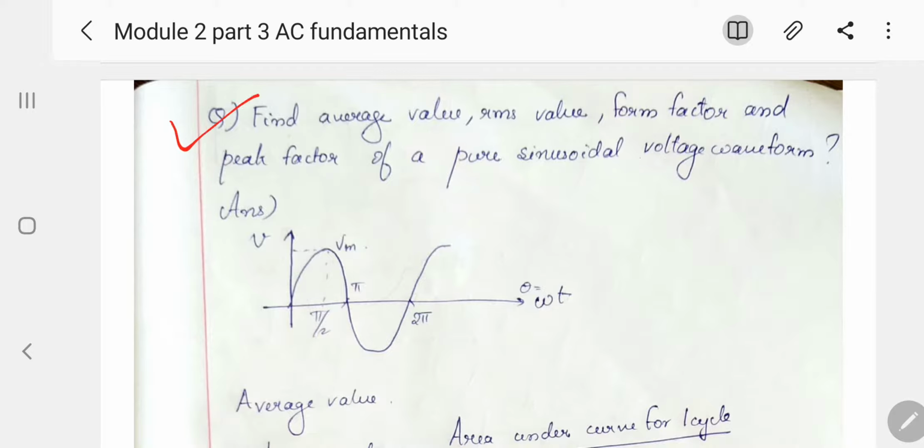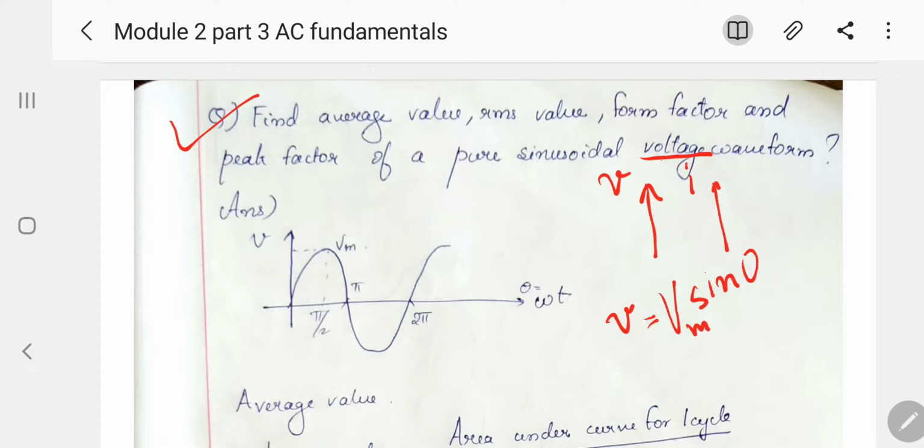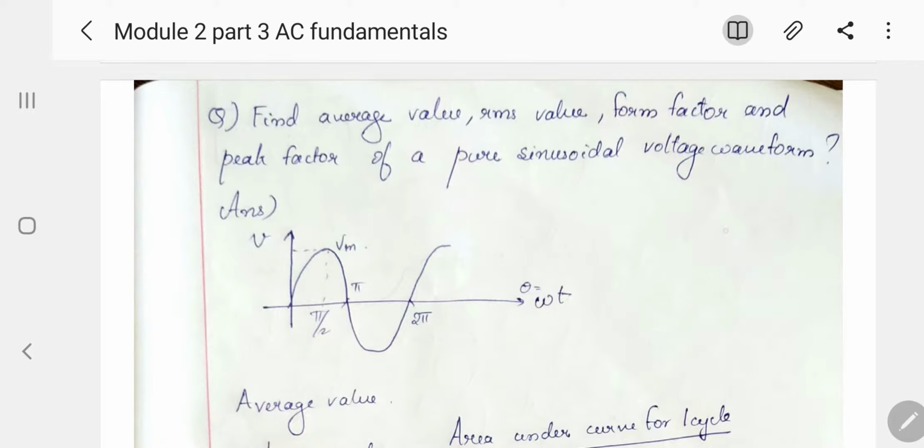Normally they will mention whether it is a voltage waveform or a current waveform. If it is a voltage waveform, then the y-axis should be voltage, and if it is a current waveform, the y-axis should be current. Similarly, the terms also will change. For example, if it is a sinusoidal voltage waveform, the equation is Vm sin theta, and if it is current, you have to write the expression as Im sin theta or sin omega t. So the expressions may change according to whether it is a voltage or current waveform. The method of finding the average value, RMS value, peak factor and form factor remains the same for both cases.